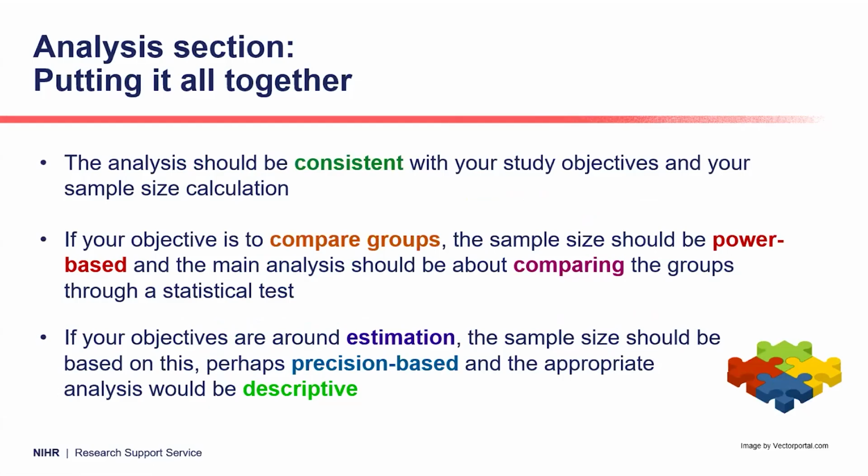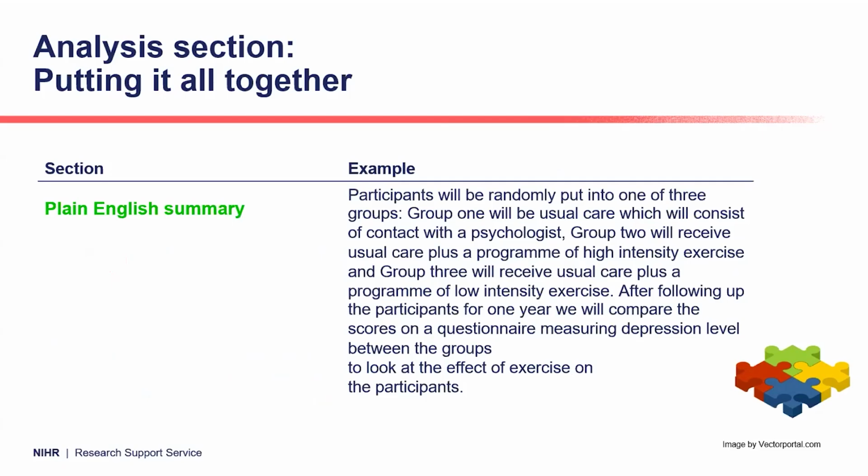So, as a reminder, if you're planning to compare groups, as in our case study, then the sample size should be power-based, and therefore the main analysis should be about comparing the groups using a statistical test. But if your research question was about estimating a certain rate or proportion, then the sample size should be based on estimation. So in other words, precision-based, and then the appropriate analysis would be descriptive. Let's come back to our case study on the next slide.